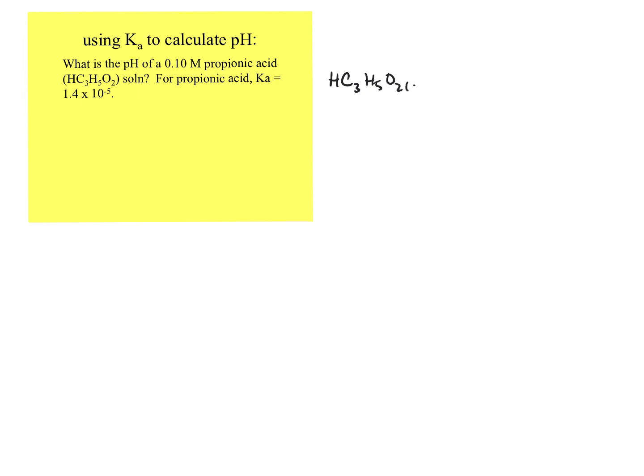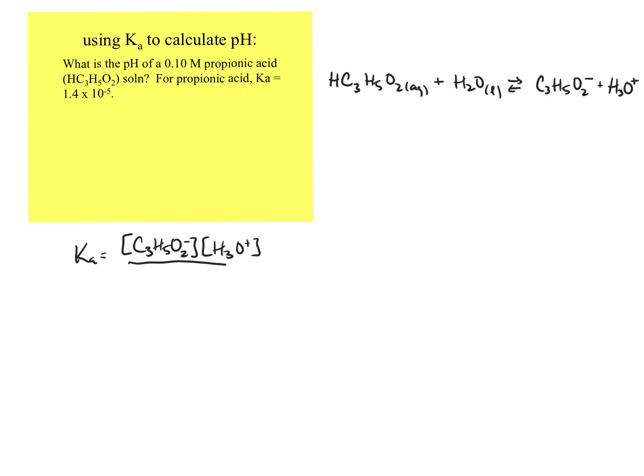HC3H5O2, and when it reacts with water, technically hydrolysis, it becomes C3H5O2 negative and H3O positive. Okay, the Ka expression would be C3H5O2 minus times H3O plus over the reactant.